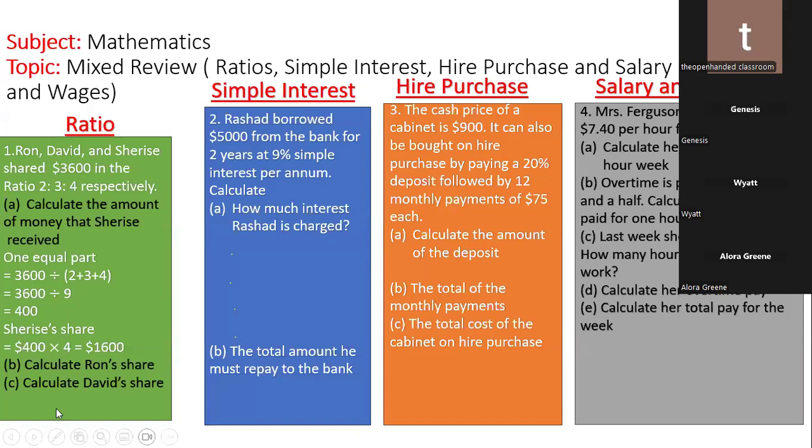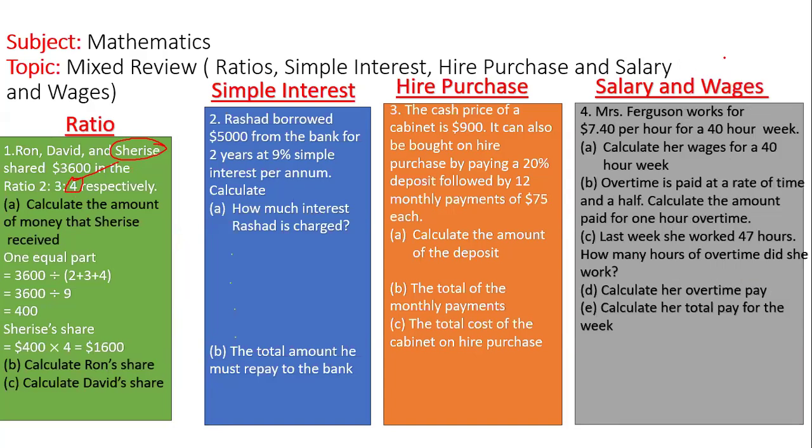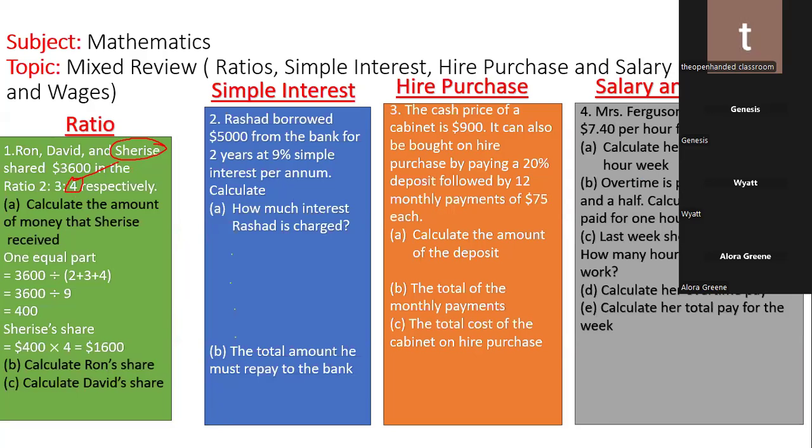4. Do you understand why we use 4? Oh, because Sharice was 4. Yes, if you look at Sharice, Sharice's share is 4. So that's why we use 4. All right. Do y'all understand this? The rest of the class, do y'all understand this? Yes, sir. Good.